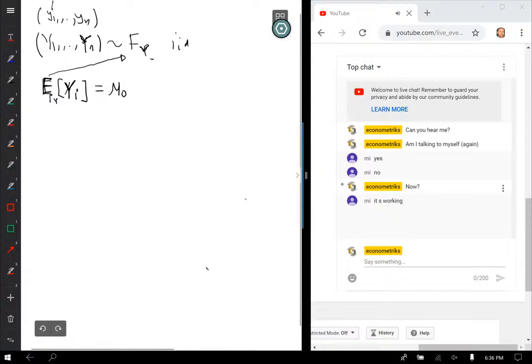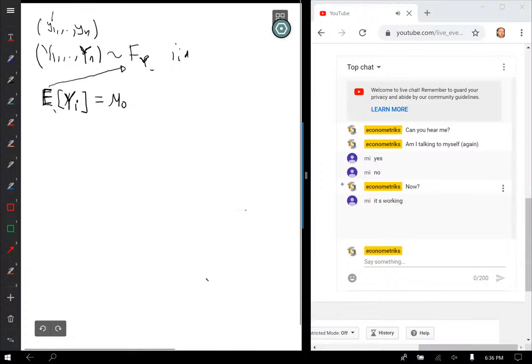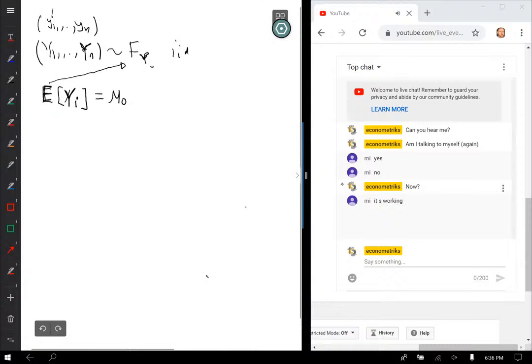So it's whatever this joint distribution is, we take the average with respect to that distribution. So for example, it could be a normal distribution or whatever distribution, but that's unknown to us. The point is, we want to see what's the mean of this distribution of y. We'll call it mu naught.